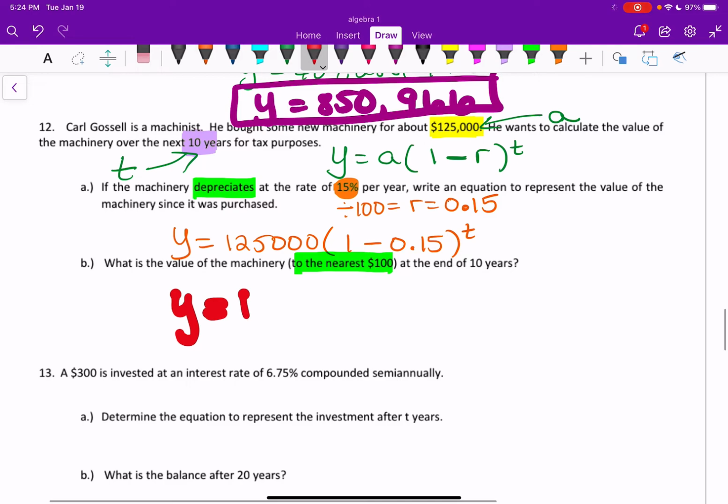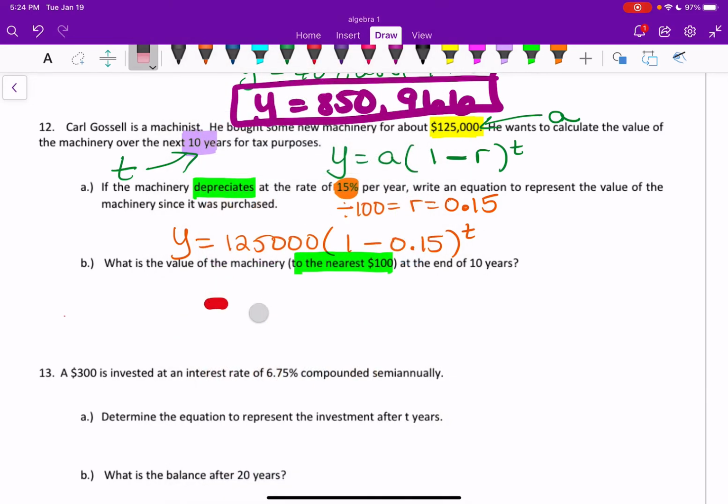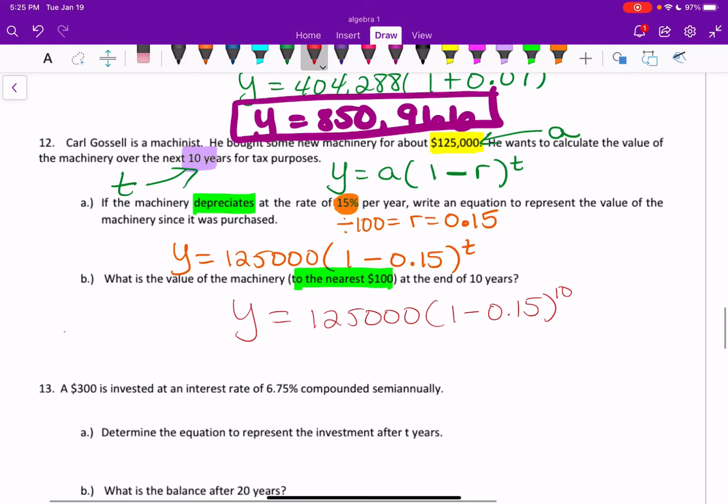So Y equals, we cannot use one that is way too thick. All right, let me erase that because it looks terrible. Y equals 125,000, 1 minus 0.15 to the 10th power. I go to my home screen. I type that in exactly with the parentheses. And I get $24,609. It said to round to the nearest 100th.